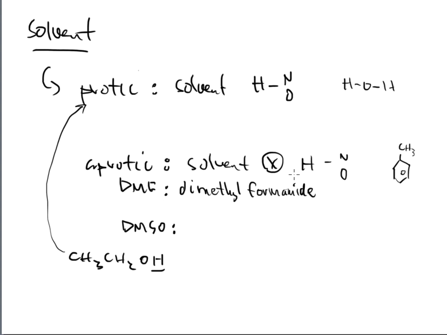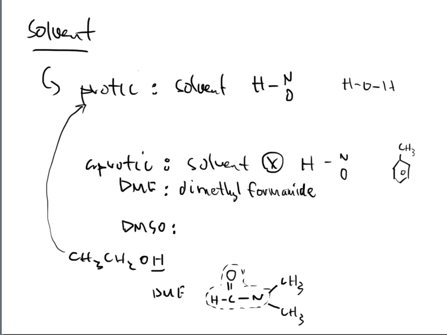So DMF, dimethylformamide, looks like this. The structure of DMF is a nitrogen with dimethyl, so 2 methyl groups. And that nitrogen is attached to a carbon that has a double bond O on it. So this is what we call the amide functional group. Amide: a C double bond O carbonyl with an N.